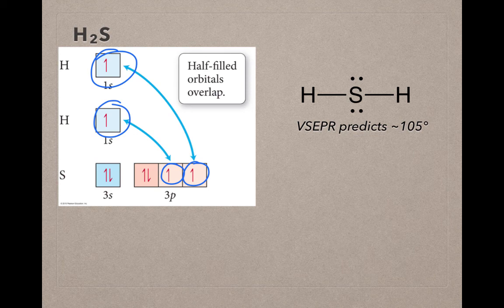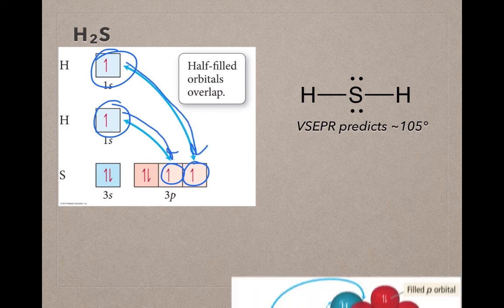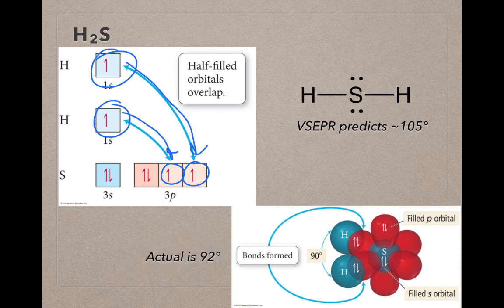So if we pair this electron up here, pair this electron up here, they'll spin pair, and we get a picture that looks something like this. So we've got our bond between the two right here, our sulfur hydrogen bond. We've got another sulfur hydrogen bond right here.